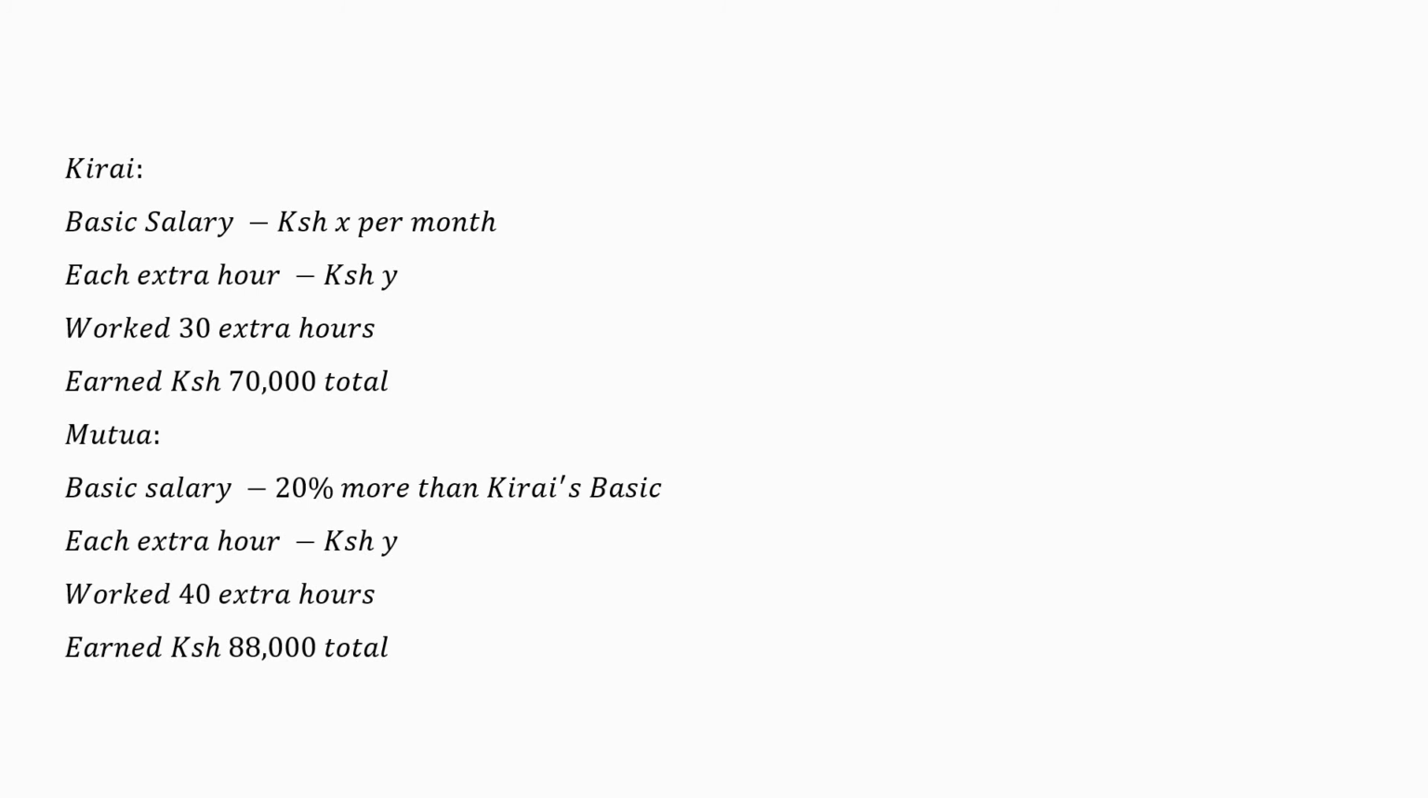So to form the equations, for Kirai, we need to add the basic salary plus the amount paid for the extra hours, which is X plus 30 times Y is equals to 70,000. Therefore, X plus 30Y is equals to 70,000. That is the equation to represent Kirai's total earnings.